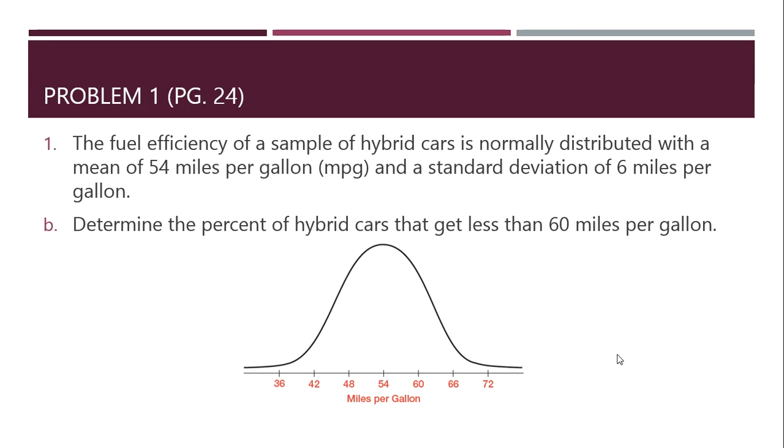So now that you have your curve labeled, I would like you to use your empirical rule that you used in the last lesson to determine the percent of hybrid cars that get less than 60 miles per gallon. Go ahead and hit pause to try it out, and then hit play when you're ready to check your work.